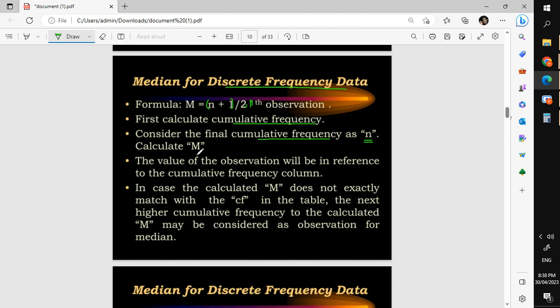And then you calculate for the median. The value of the observation will be in reference to the cumulative frequency column. In case the calculated M does not exactly match with the cumulative frequency in the table, the next higher cumulative frequency to the calculated M may be considered as an observation for the median.